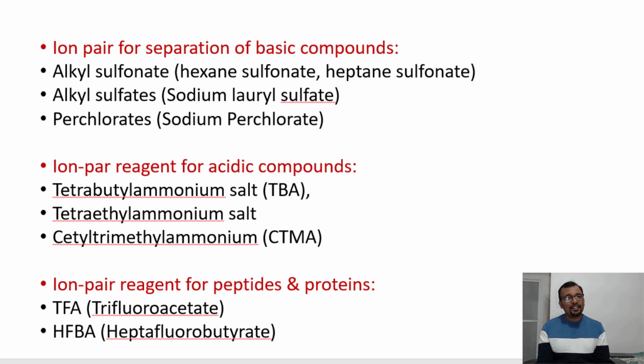And for peptides and proteins, you can use TFA or HFBA, which is heptafluorobutyrate. So these are a few examples of the common ion pair reagents used during chromatography method development. I hope you have now understood how retention with an ion pair reagent happens, and how one can retain polar compounds even by using reverse phase chromatography, just by adding ion pair reagent into the mobile phase.